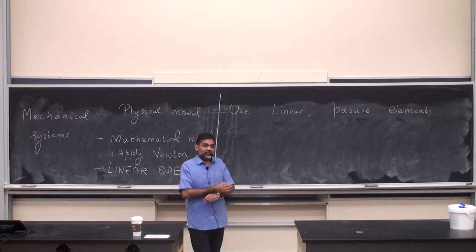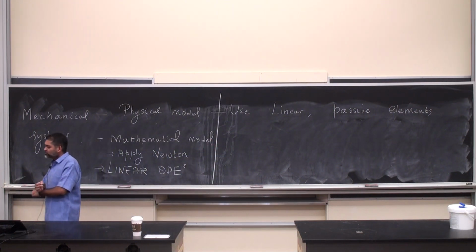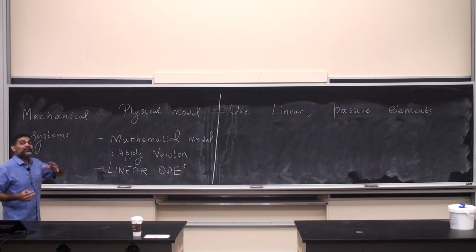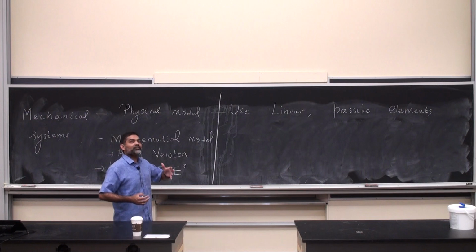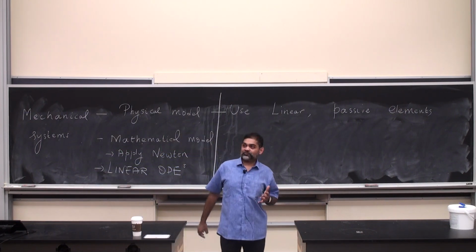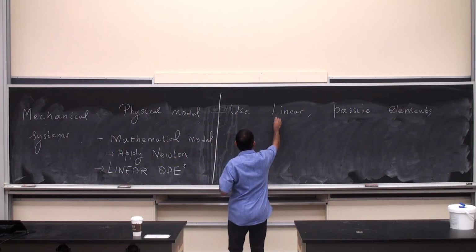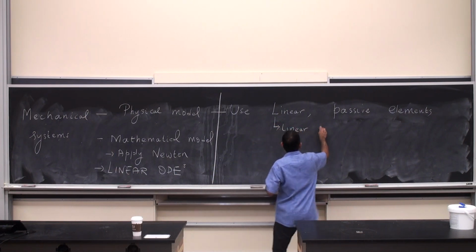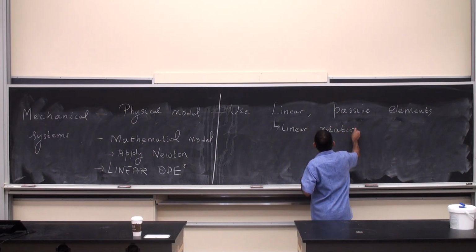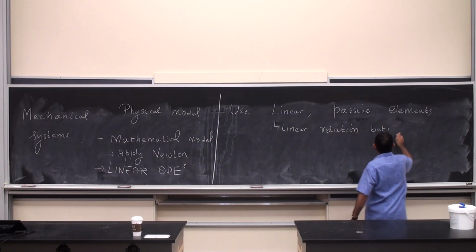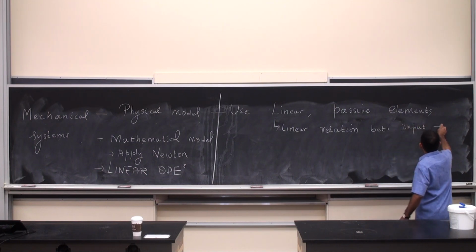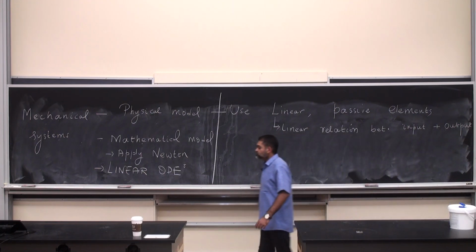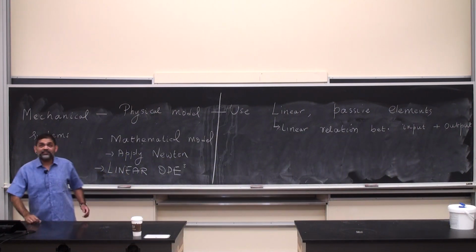What is meant by a linear element? This is something that we looked at in the beginning of the semester. A linear element begets a linear relationship between its input and its output. Okay? So there is a linear relationship between the input and its output. That's an example of a linear element.